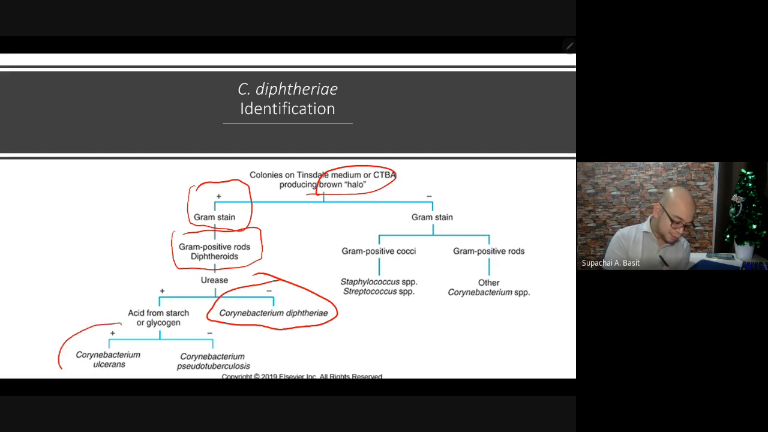If it's positive, then it could be Corynebacterium ulcerans. And then if it's negative, it could be Corynebacterium pseudotuberculosis. Okay, so this is how we identify Corynebacterium diphtheriae and other species of Corynebacterium.